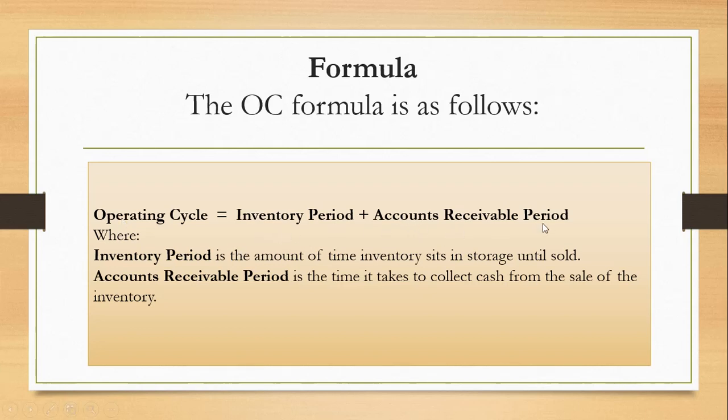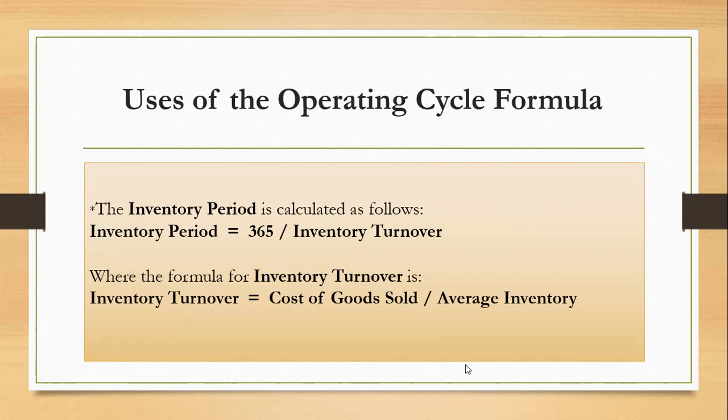The operation cycle has a formula as follows, which equals inventory period plus account receivable period. The inventory period is the amount of time inventory sits in storage until sold, whereas the account receivable period is the time it takes to collect cash from the sale of the inventory. These are some concepts we need in the operation cycle formula.